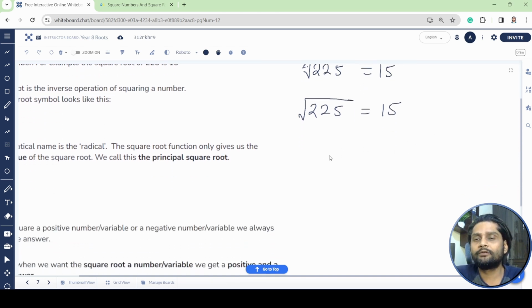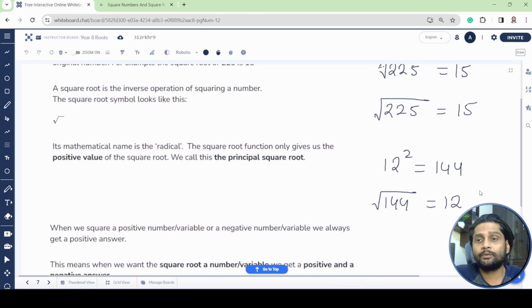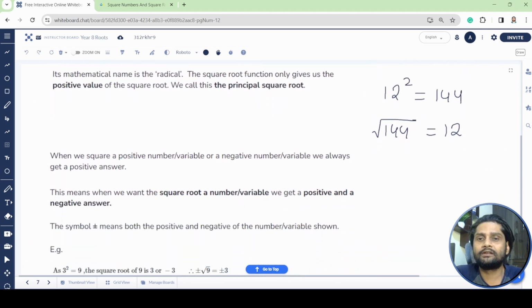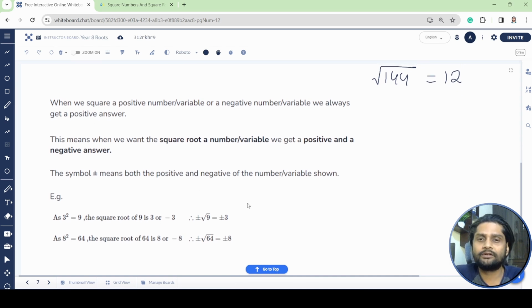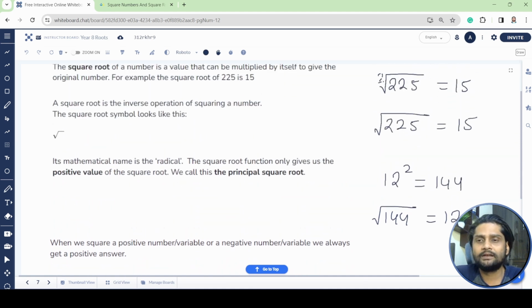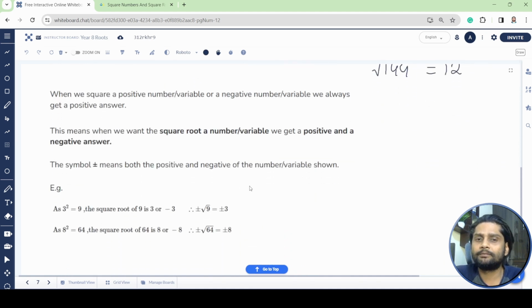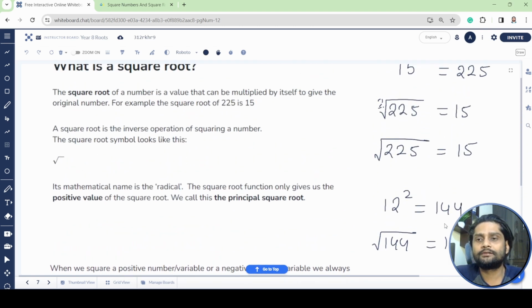Similarly, students, let's say we have 12 squared is 144. So if you want to represent it as a square root, you would say the square root of 144 equals 12. This is how we can consider it. Now there is one more theory, students, that we get both positive and negative numbers whenever we take a square root. But at your level, you are not supposed to understand that. Simply imagine that to be the principal square root, and in your higher grades you will learn what happens with positive and negative signs. But for now you don't have to worry about that. You simply consider a square root to be a positive number. That's sufficient for now.